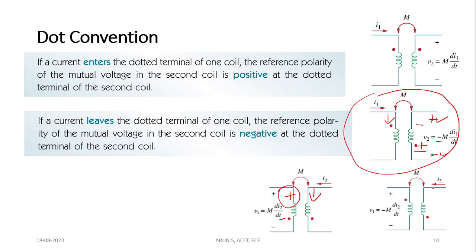Here the current is entering the undotted, so the generated voltage positive in the second coil will be at the undotted and negative will be at the dotted. Here also polarity difference is there, so minus M dI2 by dt. So to understand this dot convention, let us go to one example.